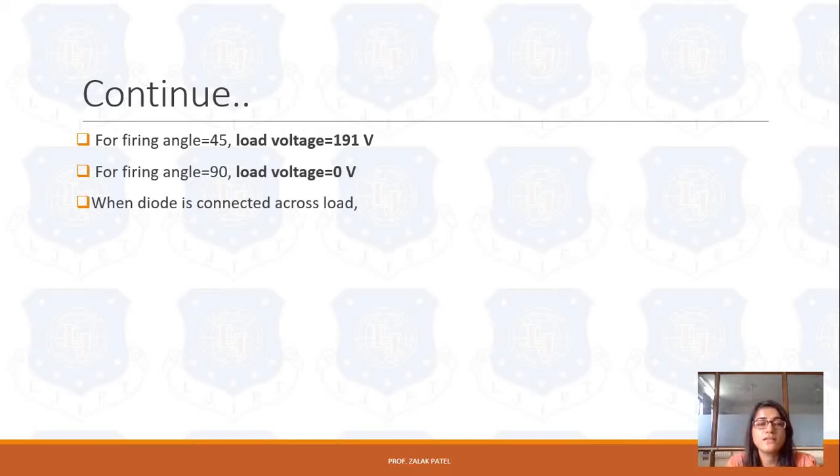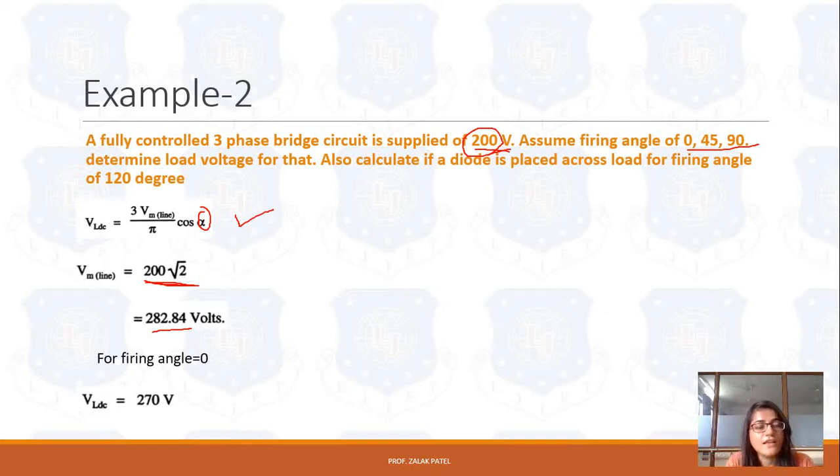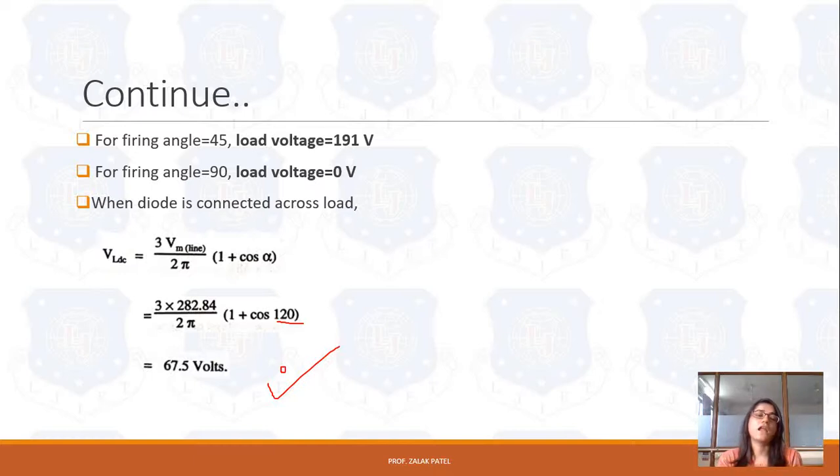Now when a diode is connected across the load, then 3 Vm upon 2 pi into 1 plus cos alpha is there. But for this, what will be the firing angle? Firing angle in that case is 120 degree. So let's put the values. So it is 3 into 282.84 upon 2 pi into 1 plus cos 120. So the answer is 67.5 volts. So now if you remember the equations of VLDC or VRMS, you can easily find out the load voltage and RMS voltage for the particular example.